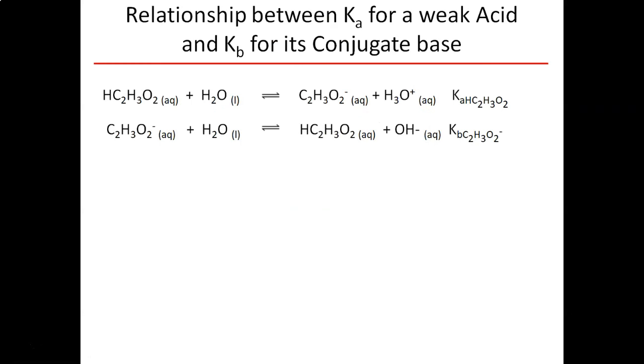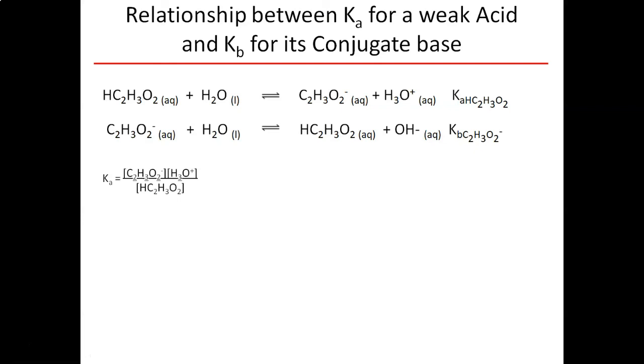Now, when an acid ionizes, we have our acetic acid here, it undergoes this ionization reaction. It produces a conjugate base. This conjugate base can be a proton acceptor. So if I added sodium hydroxide to solution, the conjugate base could be a proton acceptor with water being a proton donor, and I produce that. So the question is, what's the relationship between the Ka value for my weak acid and the Kb value for its anion, which is a conjugate base?